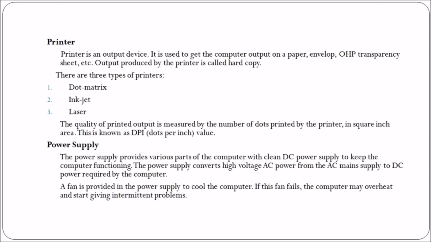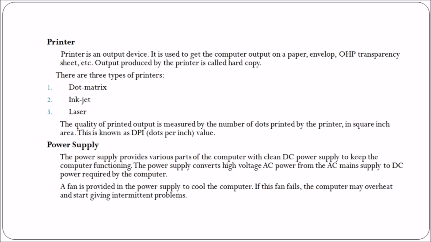It is used to get the computer output on a paper, envelope, OHP, transparency sheet, etc. Output produced by the printer is called hard copy. There are three types of printers: dot matrix, inkjet, and laser. The quality of printed output is measured by the number of dots printed by the printer in square inch area. This is known as dots per inch value.